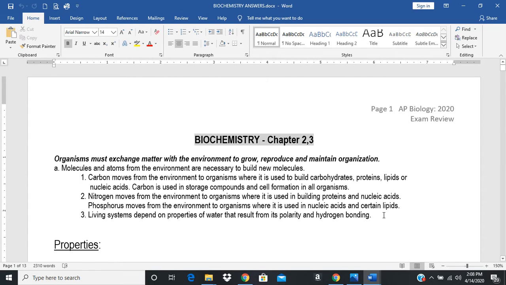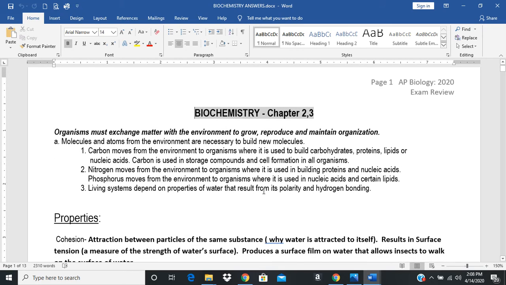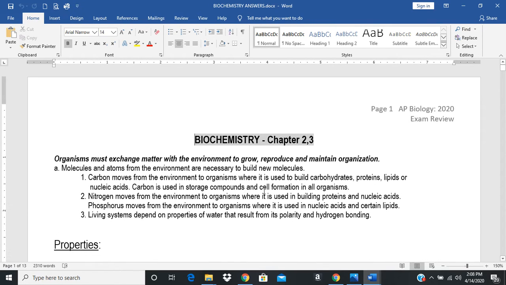Hey, AP Bio. So we just want to go over a couple of the aspects of the review sheet that we put on Schoology that covers biochem, and also just put you guys at ease with some of the things you need to know. This first part here is just pretty much standard wording for AP Bio.